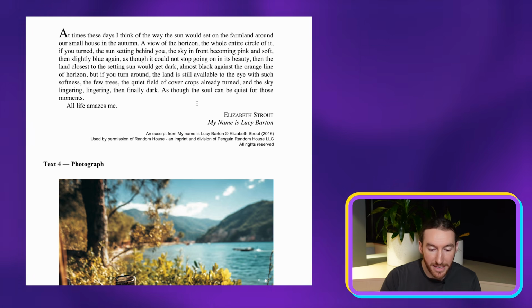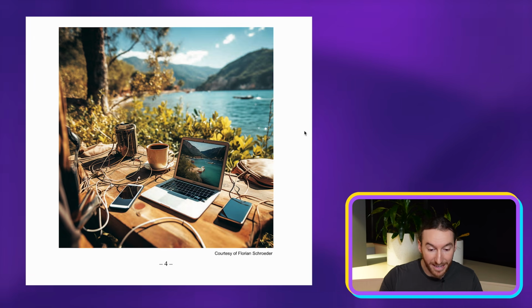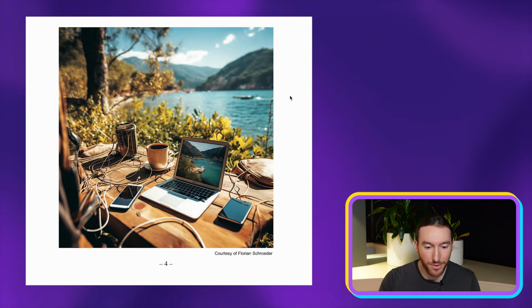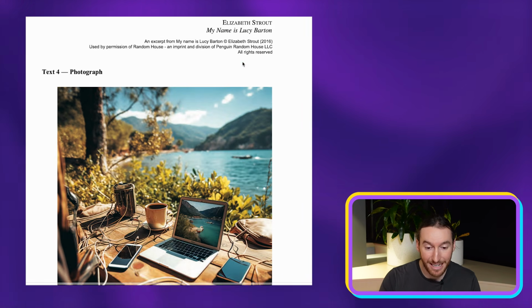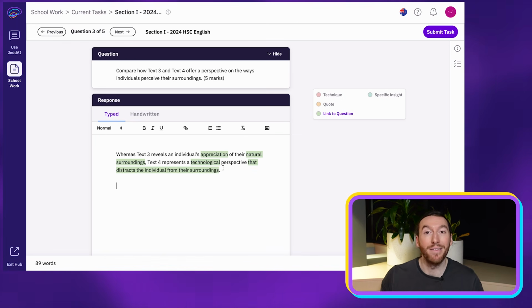All life amazes me. Great, we get it, you love it. And then in the photograph, you've got someone looking at a laptop screen that has nature on it, but they're ignoring the actual nature, the real world that's just outside, which has the same thing as the image, right? So they're distracted. They've got a distorted perspective. Great, we can gauge that pretty easily for this question. It might look hard because it's got two texts, but actually they were not the most difficult texts, in my opinion. Now, let's do our 2 sentences of analysis for the extract.